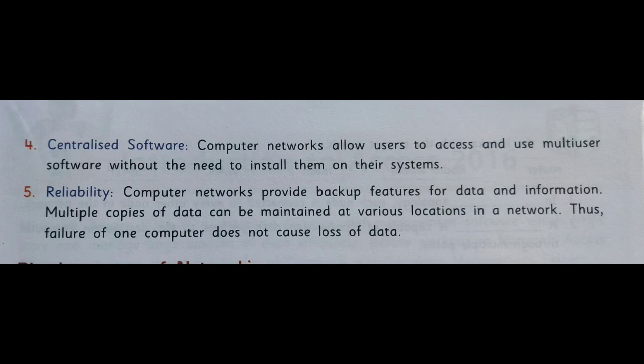The fourth one is centralized software. Computer networks allow users to access and use multi-user software without the need to install them on their system. And the fifth one is reliability. Computer networks provide backup features for data and information. Multiple copies of data can be maintained at various locations in a network. Thus, failure of one computer does not cause loss of data.